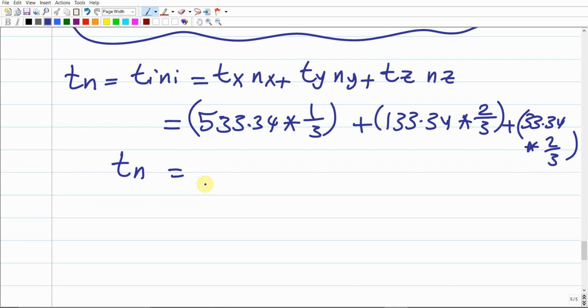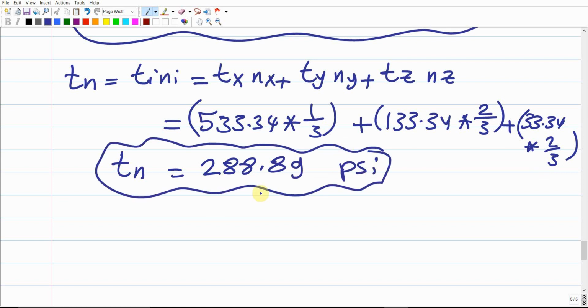This value is gonna be 533.34 over 3, plus 133.34 times 2/3, plus this value. So we're gonna end up with 288.89 psi. Again, it is a stress. This is the normal stress, or you could consider that this is the stress component that is completely perpendicular to the surface, right?